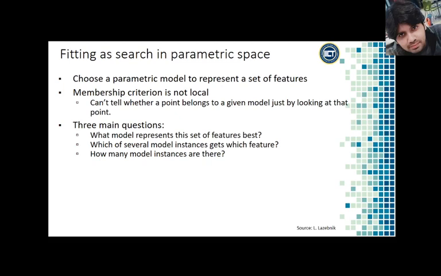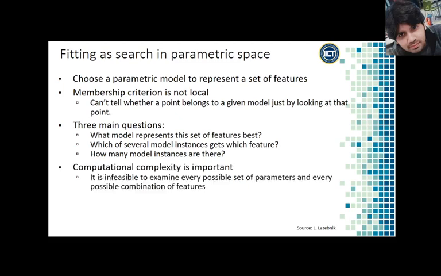These are the primary three questions we have to find solutions for. Computational complexity is also very important, because it is infeasible to examine every possible set of parameters and every possible combination of features, which we actually did in the Hough transform. The Hough transform method is very slow and has a high computational complexity, as we discussed in earlier classes. So we have to come up with a model which represents the features best with minimal time complexity and minimal space complexity.